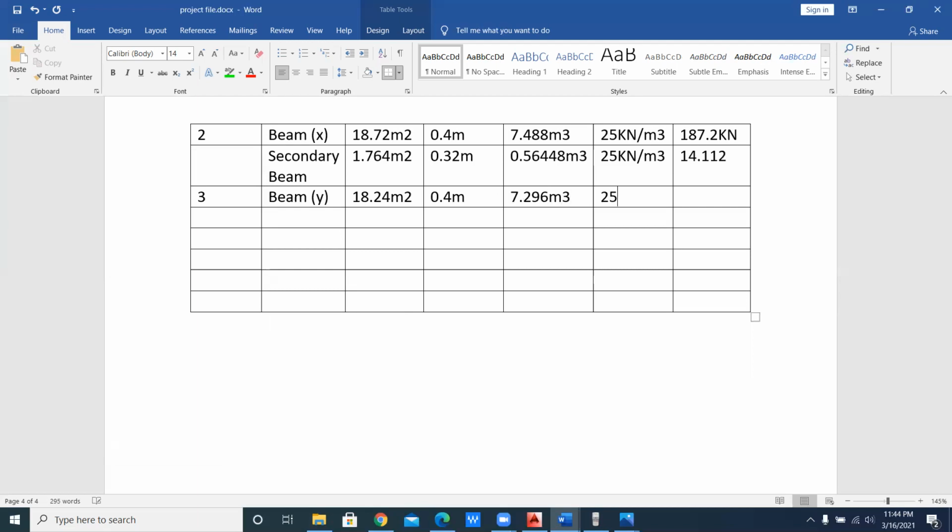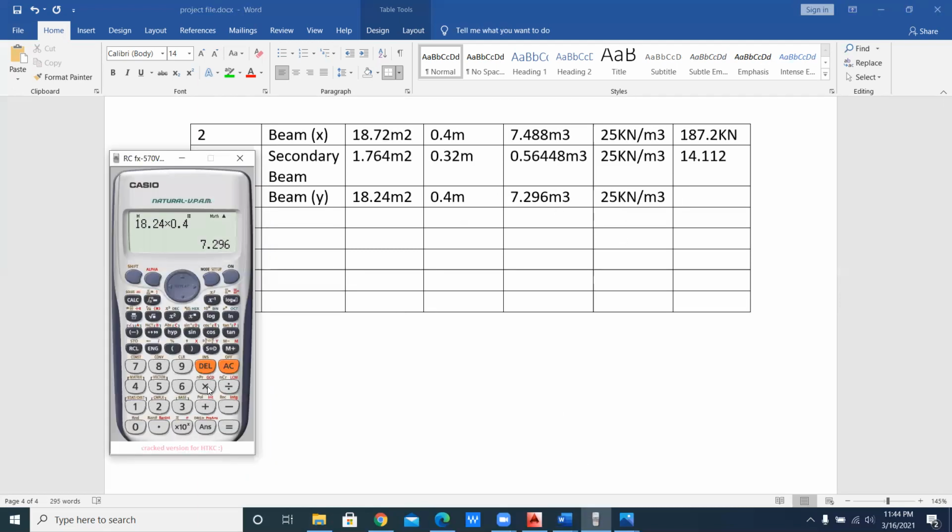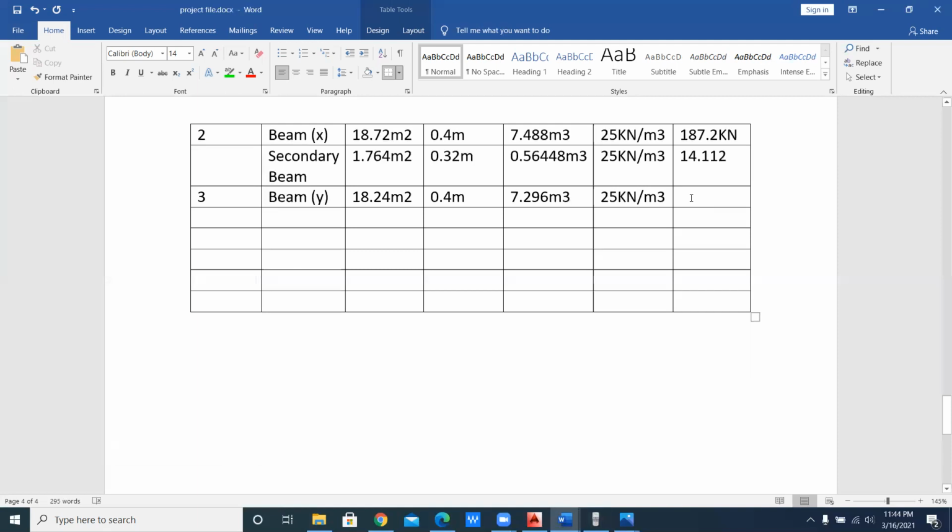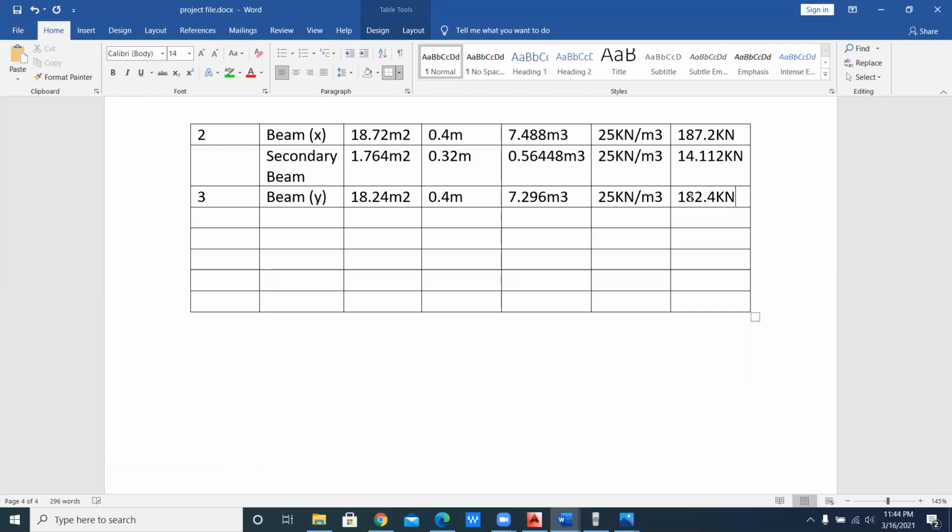Now what is for the beam? Having the same, that is kilonewton per meter cube. So what is the value you get? This meter cube cancels with this, so multiply by 25. It is 182.4 for the beam in y direction, that is kilonewton. This is also kilonewton.